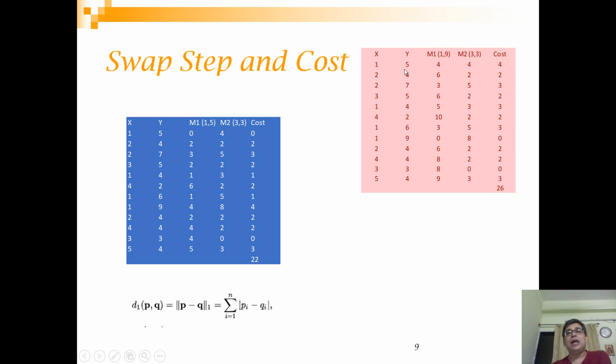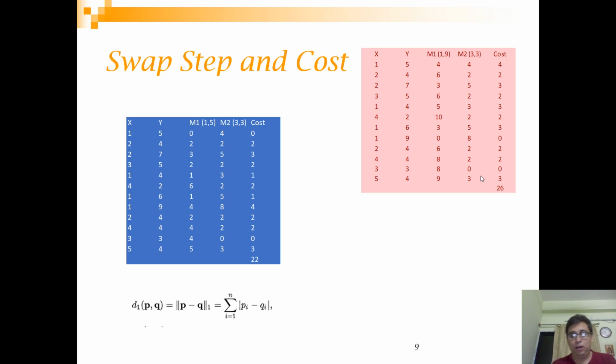Now let's look at this example. If I replace 1 5 by 1 9, the cost comes to 26. If I do a quick fact check, yes, for 1 9 the distance with the medoid 1 9 is 0, and with 3 3 of course it is 0. I similarly calculate the minimum cost, and if I sum it up, my total deviance score comes to 26. So is this a better configuration? No, because my total cost is not going down.